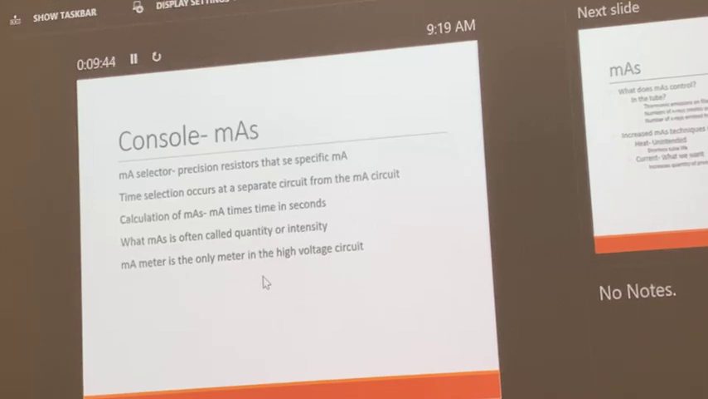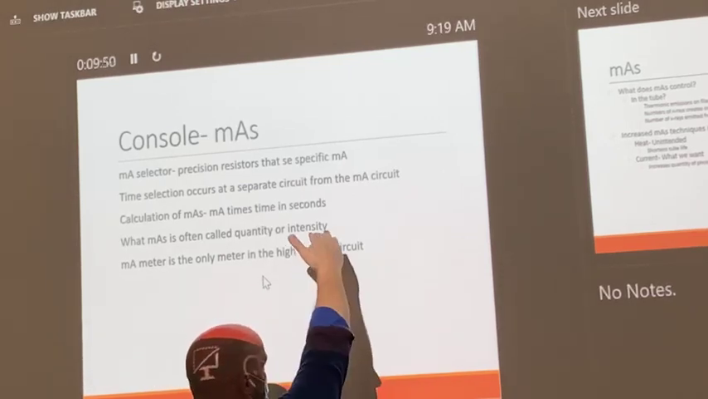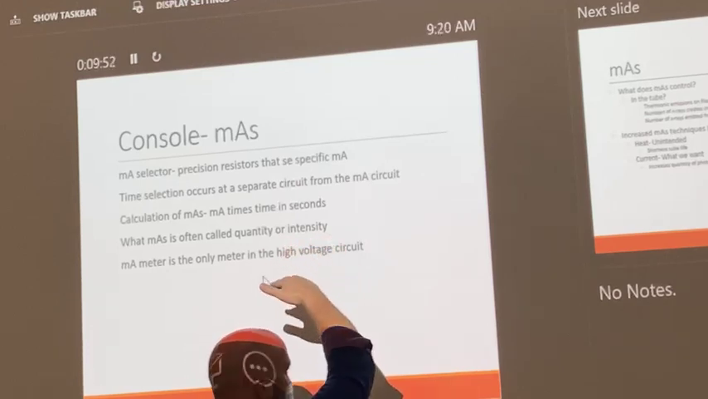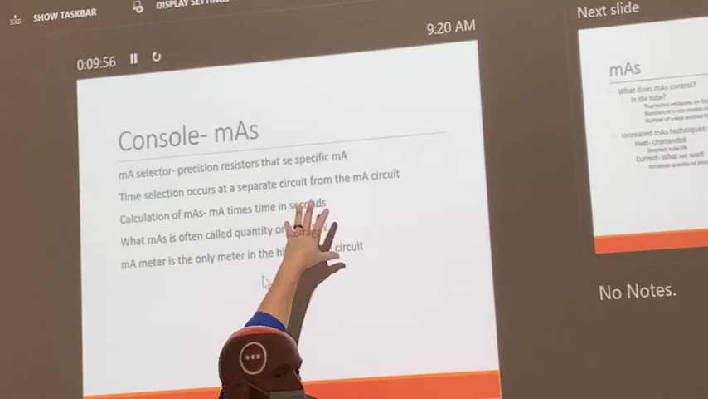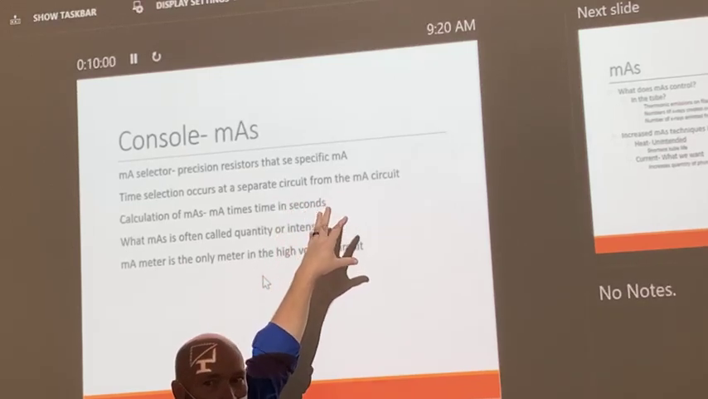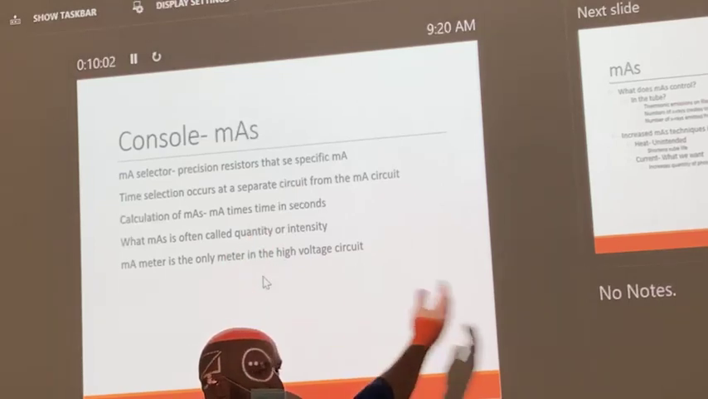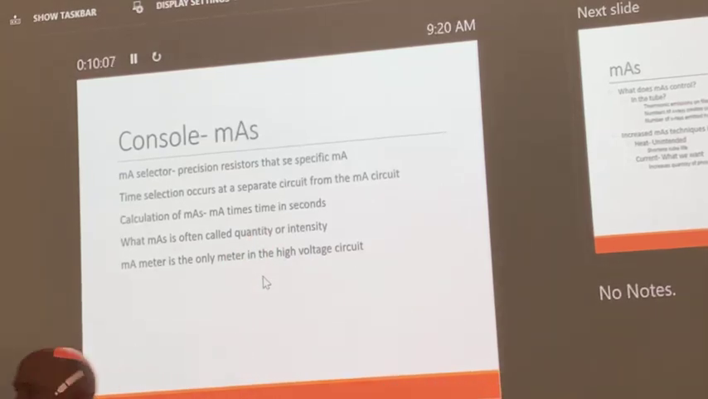If you remember, the way I drew it, you had line voltage compensation, and then you had the autotransformer, and then you had that going into the high voltage transformer, and then the timer circuit, if you remember, was up in the low voltage side, just kind of up in between the autotransformer and the high voltage transformer. You remember seeing that? So time selection occurs in a separate circuit.